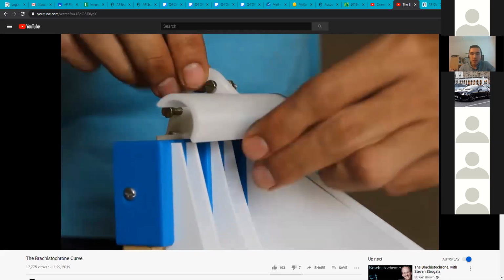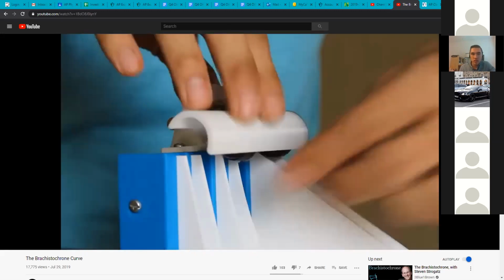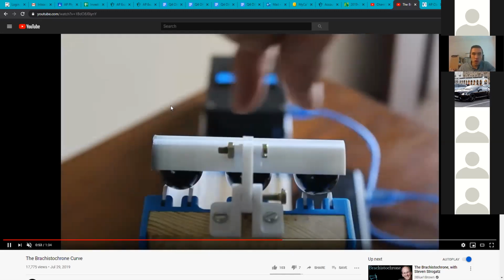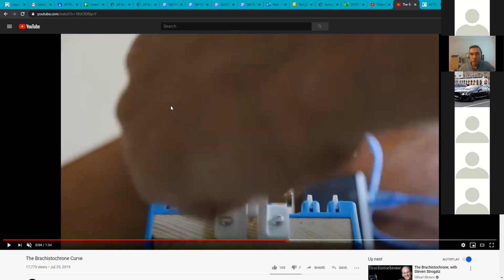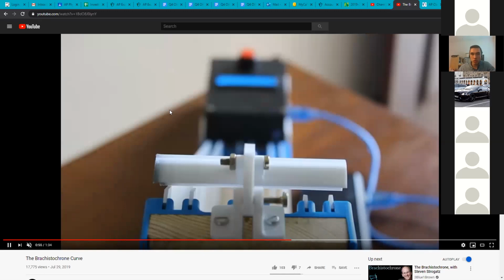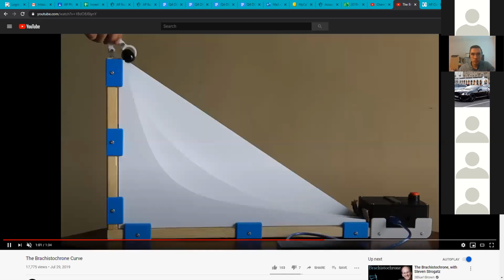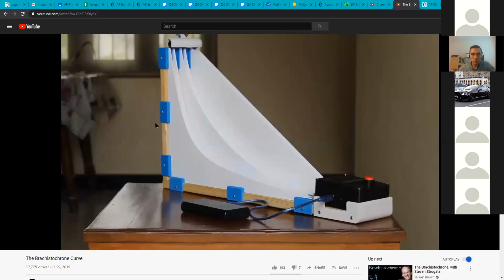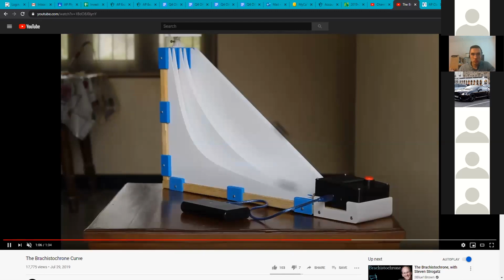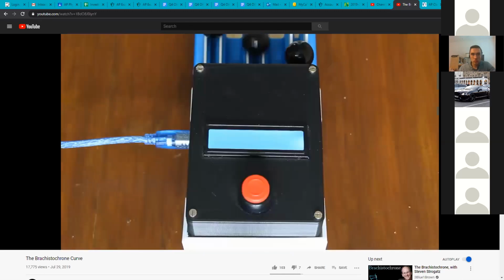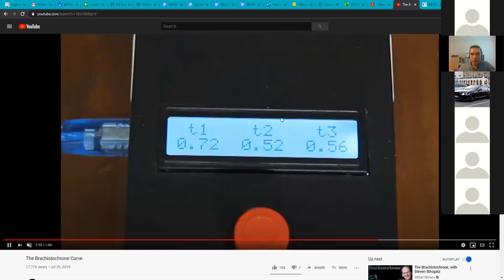And anyway, at the top is a clamp that can hold 3 marbles in place simultaneously. And you'll notice that on the back side is a flat, just a straight up linear ramp. And then in the middle is the winning track. And then in front is the more extremely curved track. And the fastest curve of descent is always that middle one.